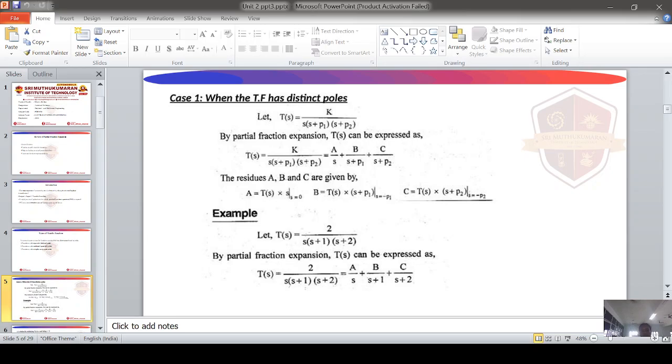Then we see one example of a transfer function with distinct poles. Here T(s) equals 2 divided by s into (s plus 1) into (s plus 2). We have to find the three variables A, B, C. Then we find the residues, and then we find the partial fractions.